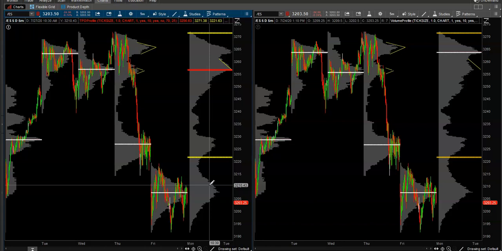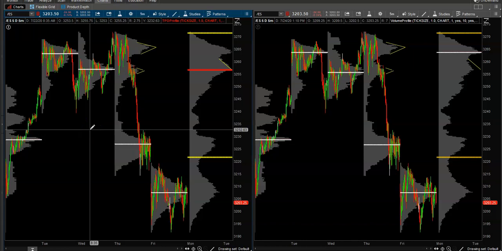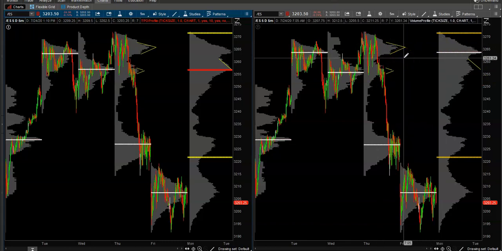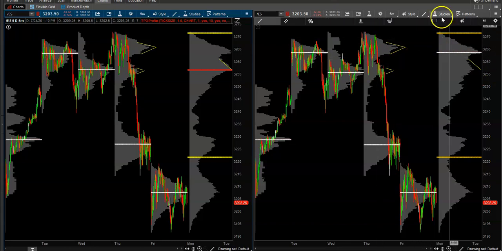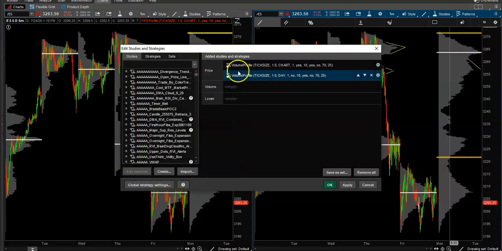Now, for me personally, again, there are some things I like the TPO. I want to see time and price. And then there are others where it's just volume that I care about. Most of my charts are going to be more of a TPO, time and price. But if I'm looking at a daily chart and I just want to see where the most volume traded, I'll look at maybe a volume profile, or I'll add the volume profile by itself.